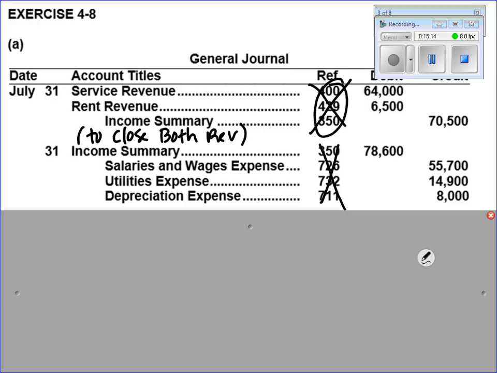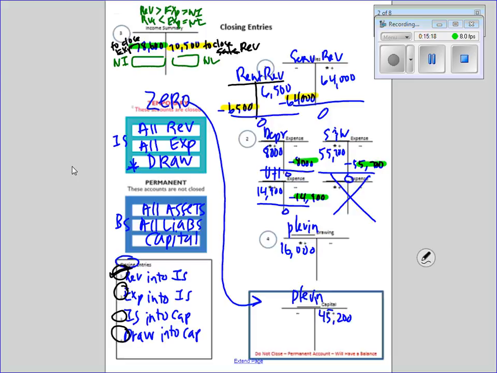Now let's take a closer look at that income summary. We have a panic button going on right here. Our panic button is that our debits do not equal our credits. And I'm looking at my little notes above here, and if my revenue exceeds my expenses, life's good, I have a net income. But in this case, my expenses exceed my revenue, and I have a net loss. Remember, you're going to pull down the larger number.